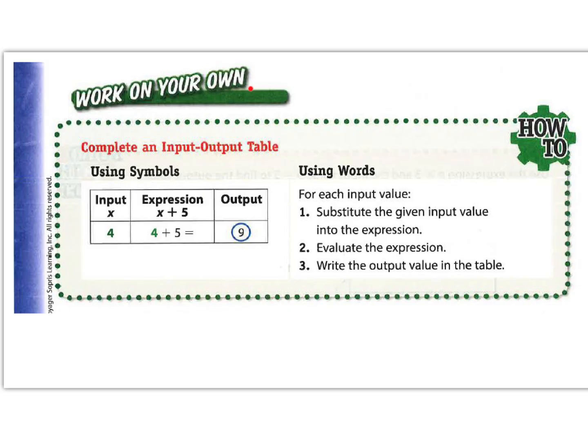Okay, so before you work on your own, you're going to complete an input-output table example. Here's using symbols, and then here's the words. So the input, then you have the expression, and then the output. Remember, for the variable, you have to substitute in the expression. So for each input value, substitute the given input value into the expression, evaluate the expression, and write the output value in the table.